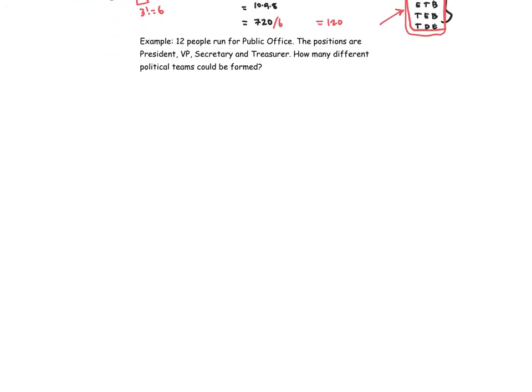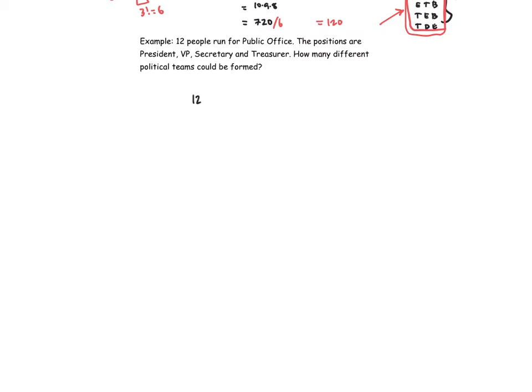Another example, 12 people run for public office. The positions are president, vice president, secretary, and treasurer. Now think about this. Does it matter who gets what position? Yes, because it would be different if someone else got president as opposed to the first time through. So this is another example of permutation where order, or I guess you could say title, matters.